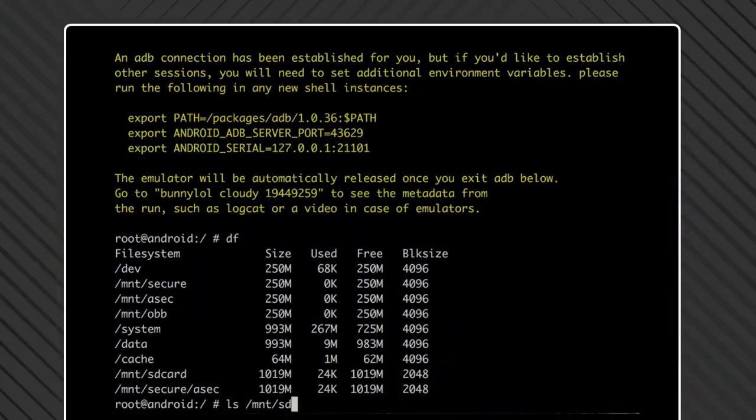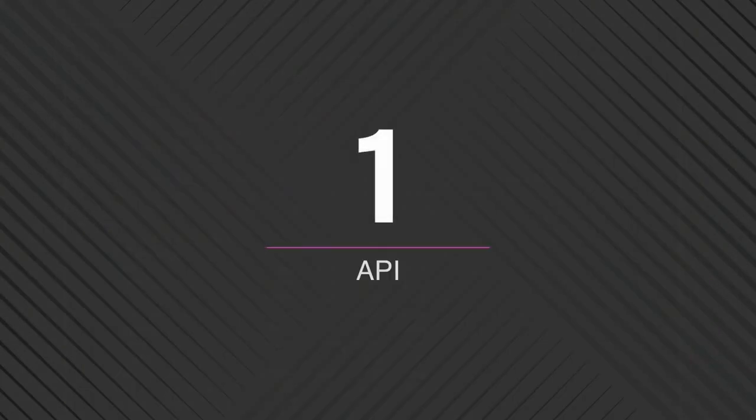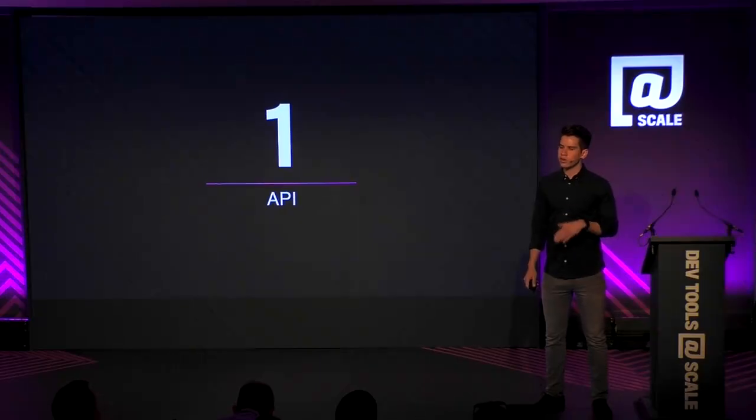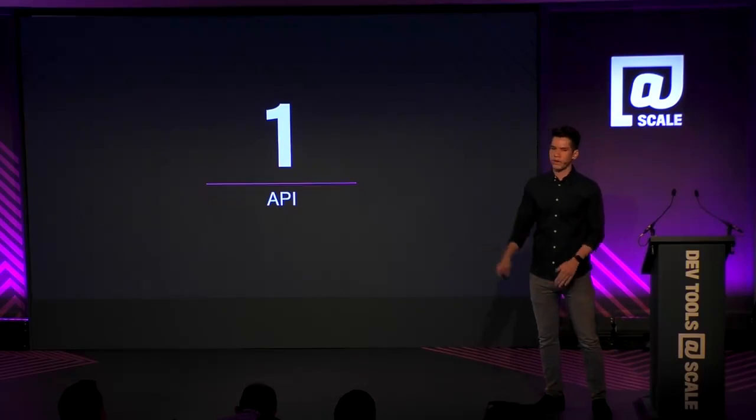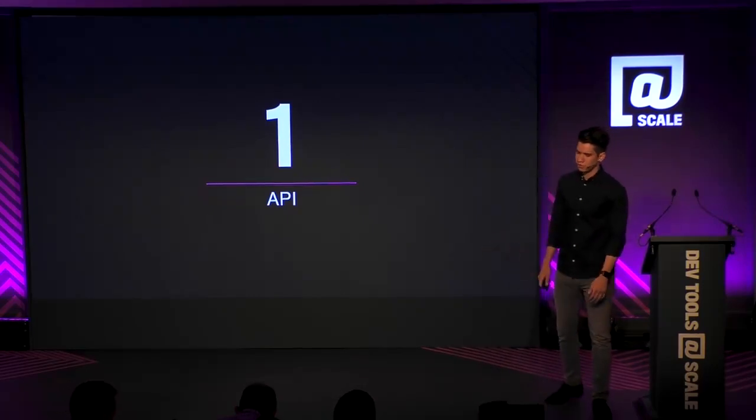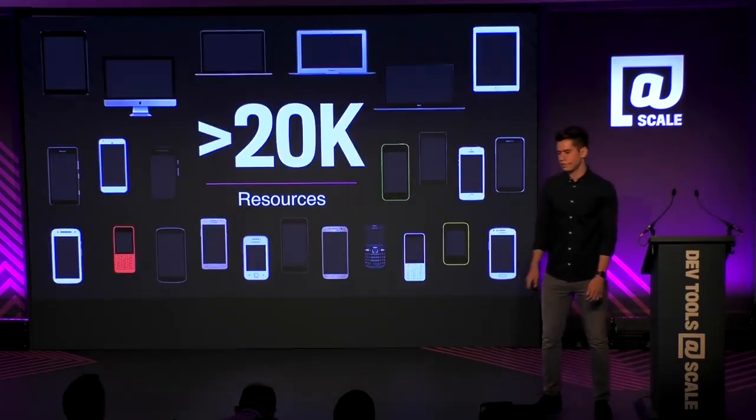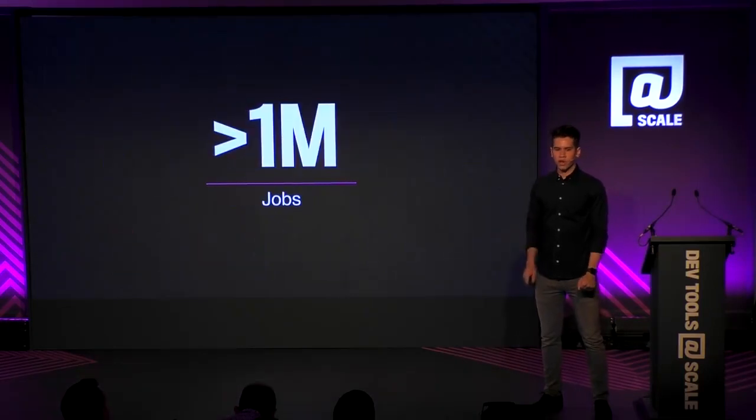So basically, OneWord was built to be a single API. It doesn't matter the resource that you're using. We want to make sure you can just request them with the same API. It doesn't matter if it's a device, an emulator, simulator, browser, or anything else. So we've grown to have more than 20,000 resources, and we actually execute more than 1 million jobs per day.